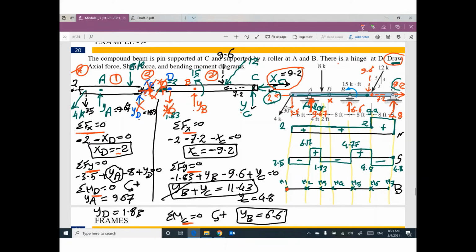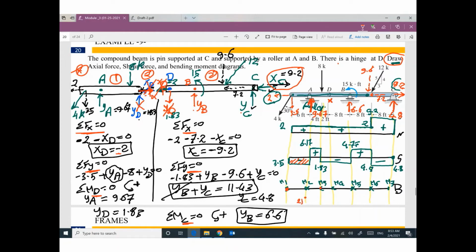What is the value of M2? Previous value plus this area of shear. I can do it with my calculator. So it will be 3.5 times 6. It will be negative 21.